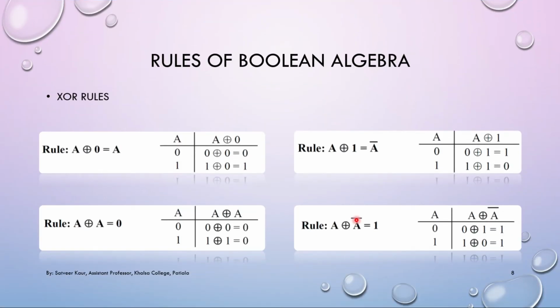The next are XOR rules. If we perform XOR operations, what will the outputs be? A XOR 0 equals A. A XOR 1 will be equal to A inversion, or A bar, or A inverter. A XOR A will be equal to 0, and A XOR A bar will be equal to 1. These are basically reciprocals of each other.